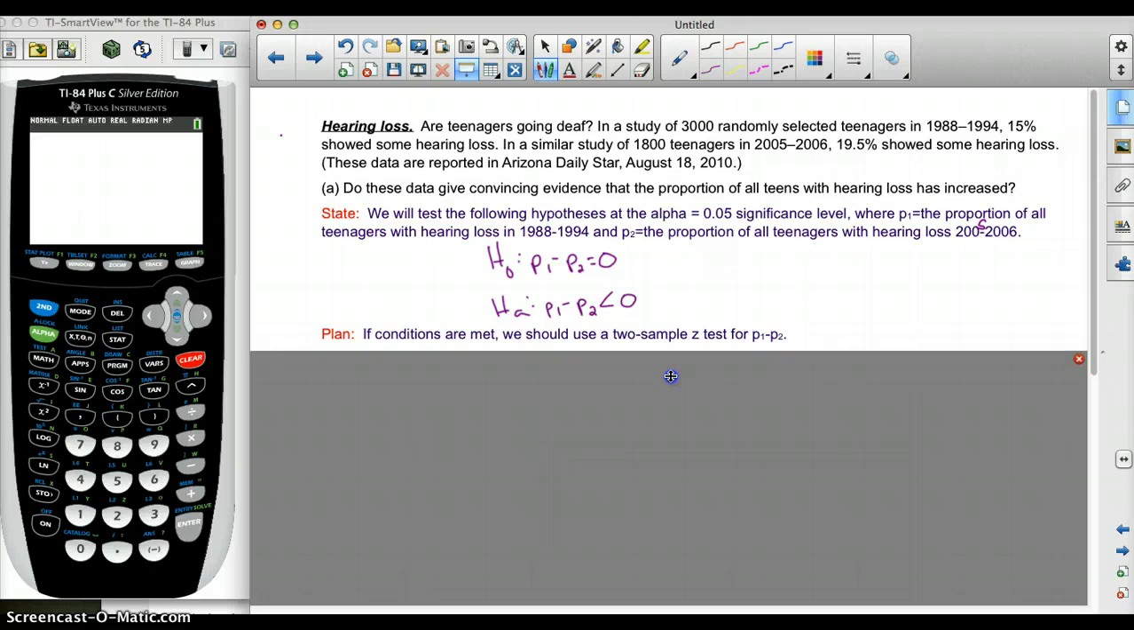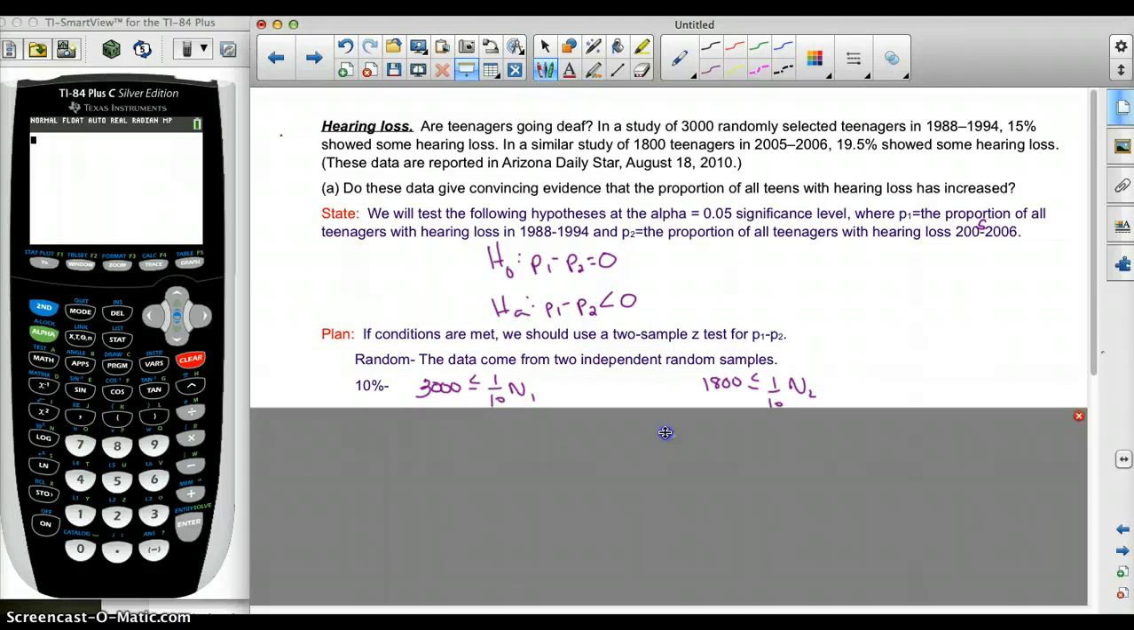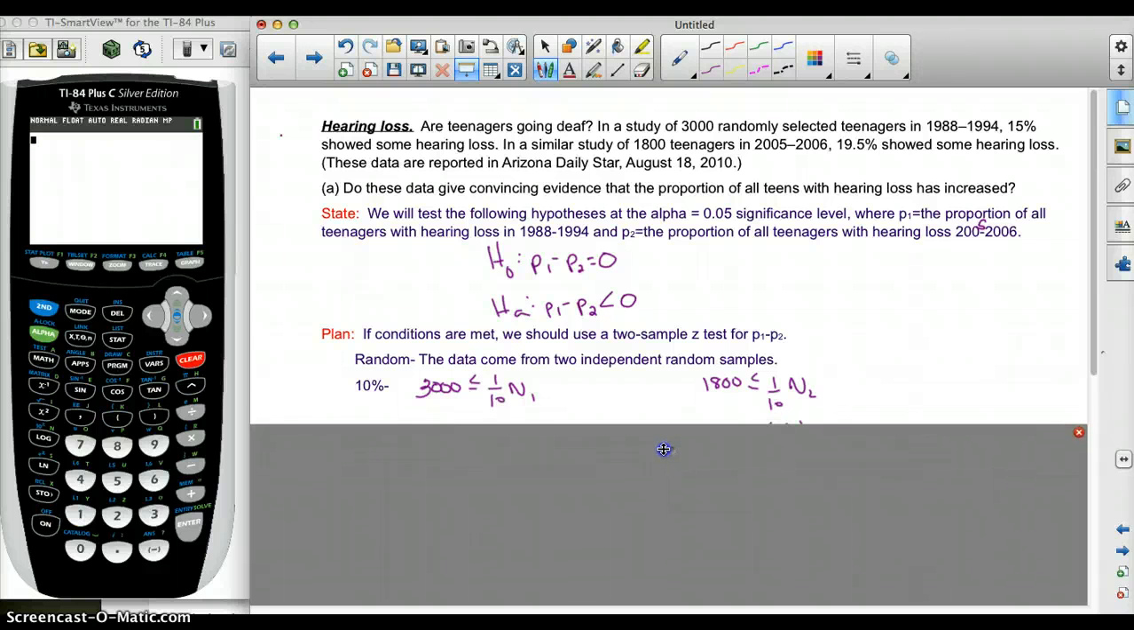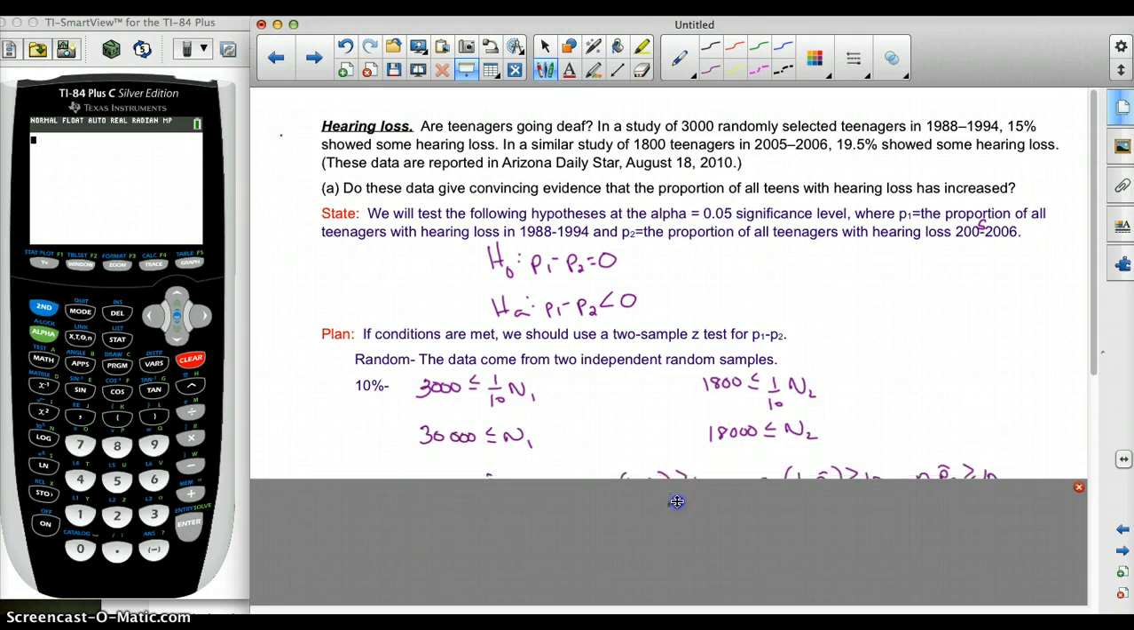So the plan: if the conditions are met, we should use a 2-sample z-test for P1 minus P2. First, is it random? Yes, the data do come from 2 independent random samples. The 10% condition: is 3,000 less than or equal to 1/10 of the first population, and is 1,800 less than or equal to 1/10 of the second population? All that's saying is, is 30,000 less than or equal to the total number of teenagers in the U.S., and is 18,000 less than or equal to the total number of teenagers in the U.S.? And both of them are.